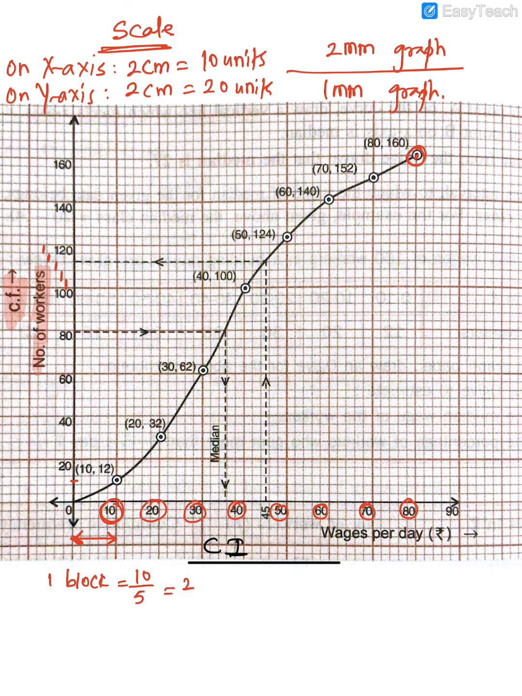Got it? And the same way on the y-axis, 20 is divided into how many parts? 5 parts. So each part is how much? Every one block is equal to 20 divided by 5, which is 4. It is 4 units for each small block. Got it? Then you have to plot all the points they have shown over here. You mark those dots and encircle them so that they are more clearly and easily visible. Okay.